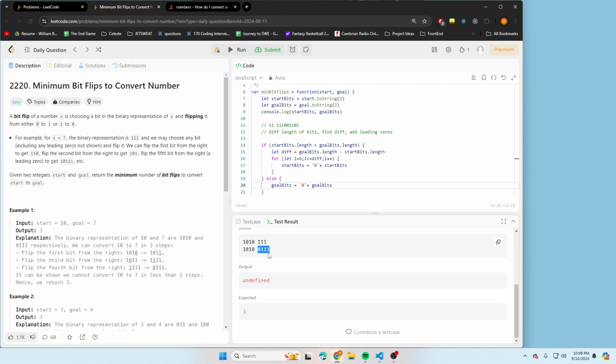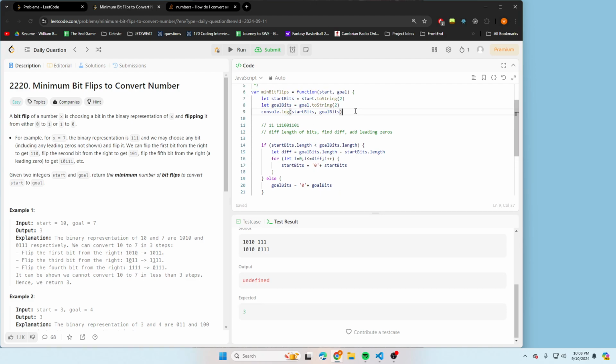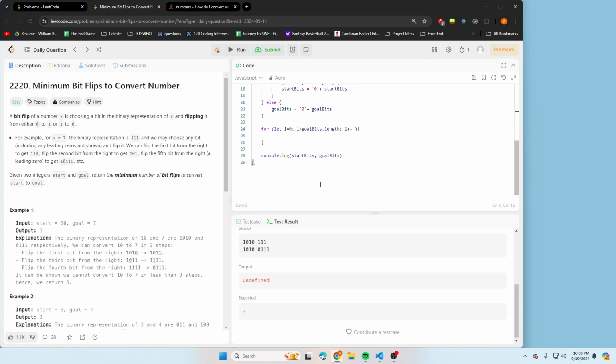Oh yay, okay, that works. So we have that. And then we do another for loop, right? For let i equals 0, i less than goal's length now, i plus plus. So now we're checking. I want result, and then return result at the end.